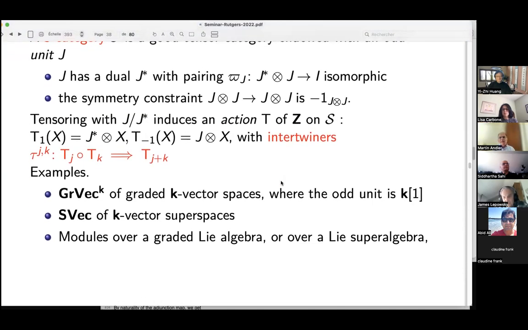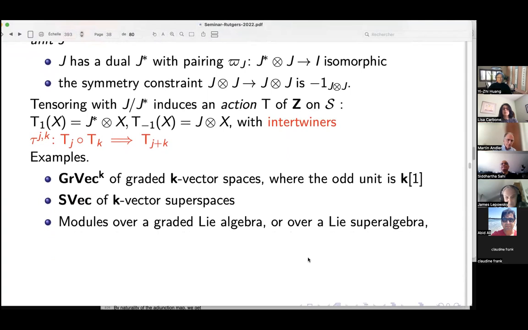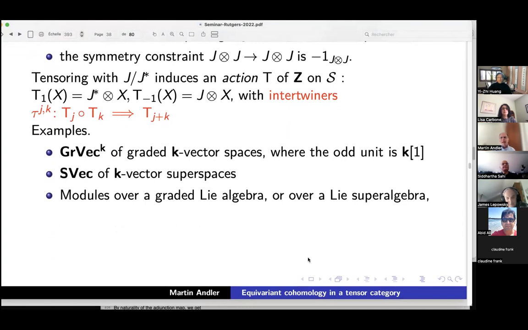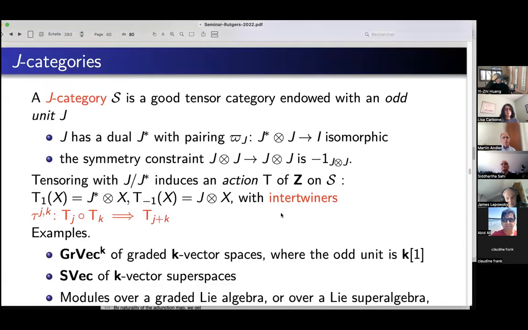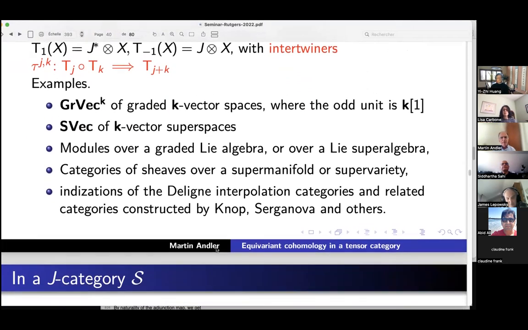So the typical example of a J category is the category of graded vector spaces, where the odd unit is K shifted by one, the category of vector superspaces, or modules over a graded Lie algebra or over a Lie superalgebra. But we also have some non-trivial examples, like categories of sheaves over a super manifold or super variety, ind-ization of the Deligne interpolation category, and different categories which have been considered by different authors in the last, say, 10, 15 years.